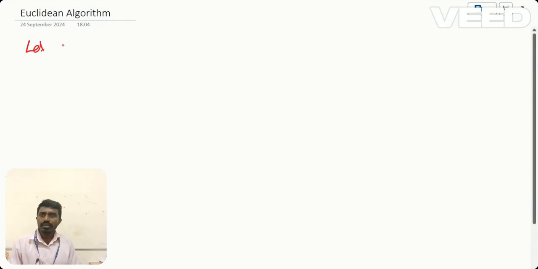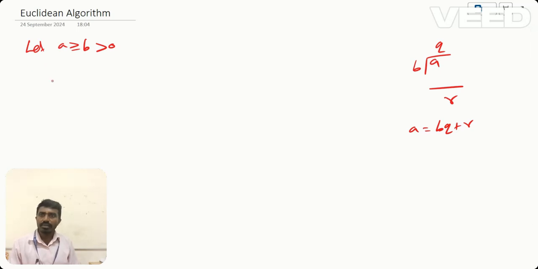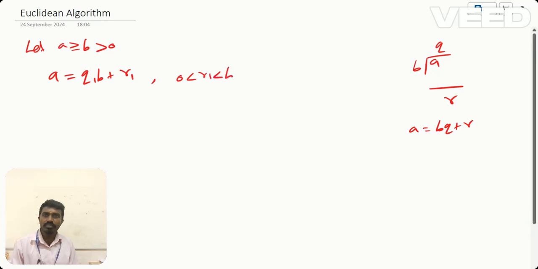Let A be greater than or equal to B, greater than 0. By the division algorithm, when A is divided by B, you get a quotient and a remainder. So A can be written as BQ plus R. So A equals Q1 B plus R1, where 0 is less than R1, which is less than B.